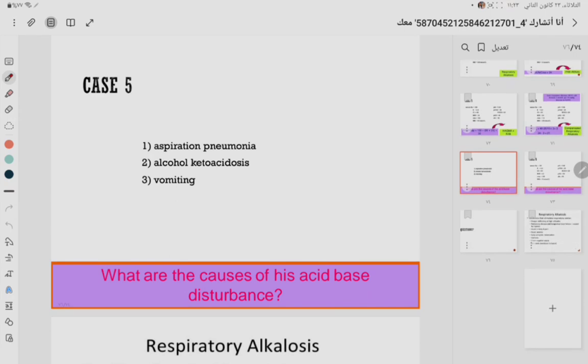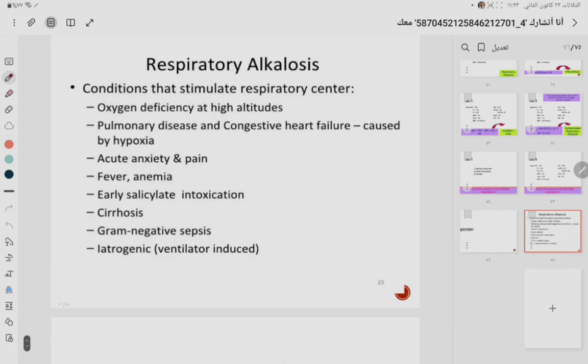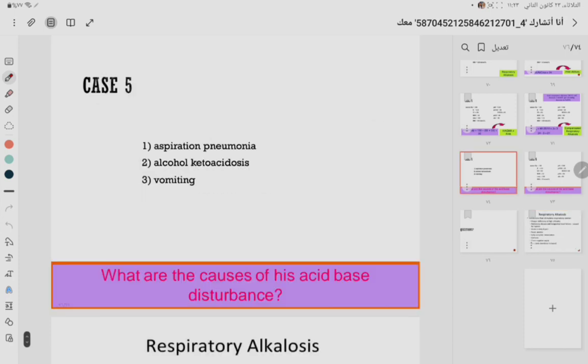So what do you think from this? Wide anion gap, respiratory alkalosis. What causes wide anion gap? Alcoholic ketoacidosis. And what will cause the respiratory alkalosis? Aspiration pneumonia. So he will be tachypneic, breathing fast, washing out CO2, and he got this alcohol, so he is intoxicated and he got the wide anion gap. So one and two. Next.